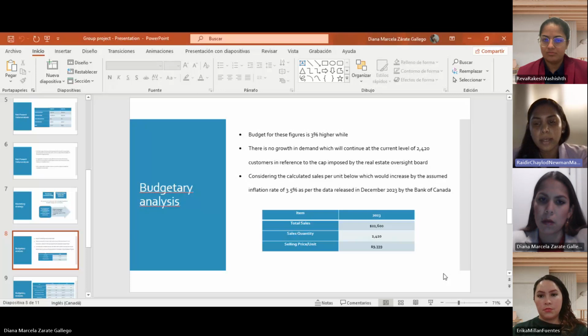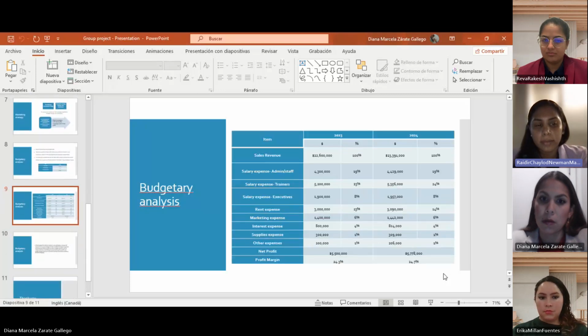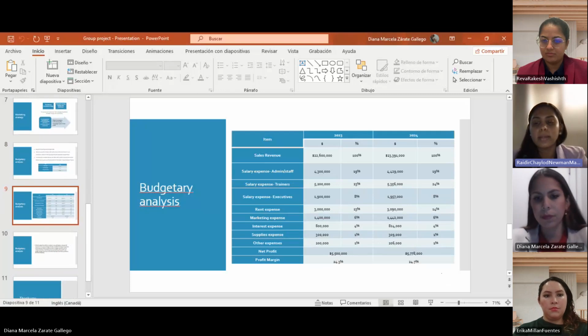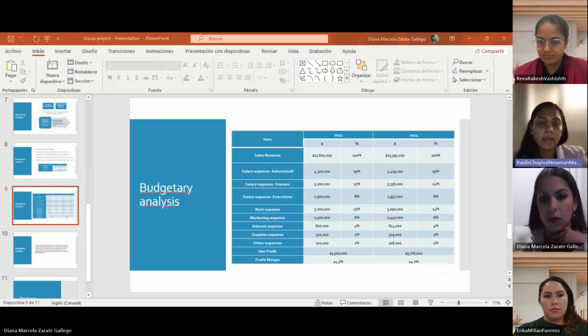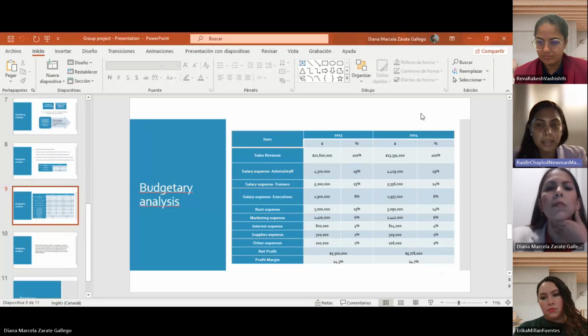About the percentage of most expenses relative to sales, highlighting the stability in the operational efficiency. Salaries, rent, marketing, and other expenses exhibit a proportional balance. We can see here the rent expense, the marketing expense, the interest, the supplies, and other expenses, and of course, our net profit of approximately 5 million.